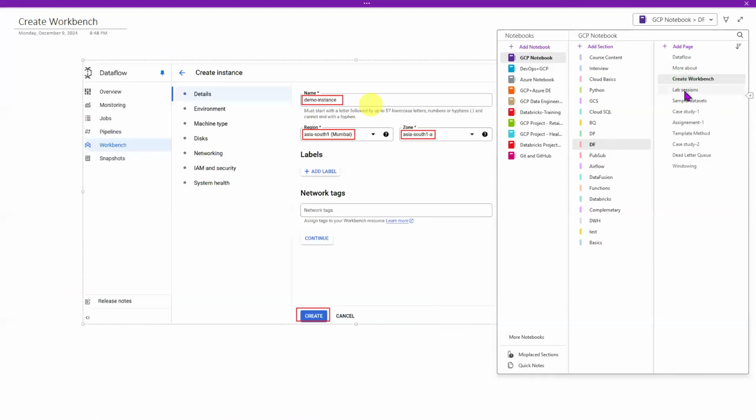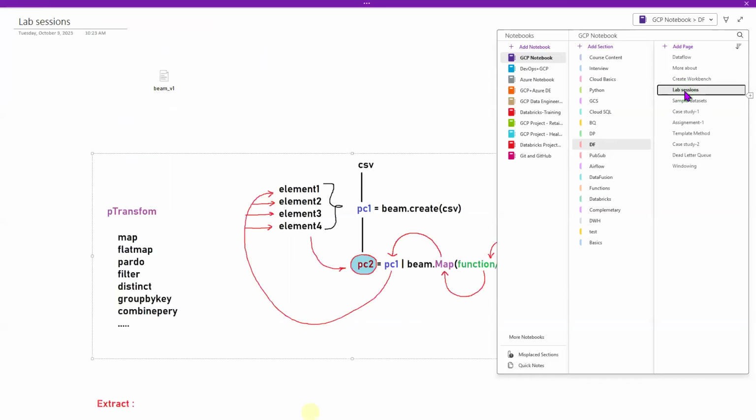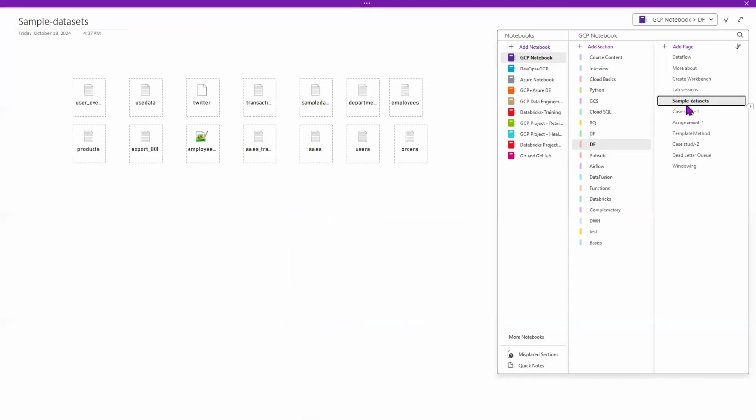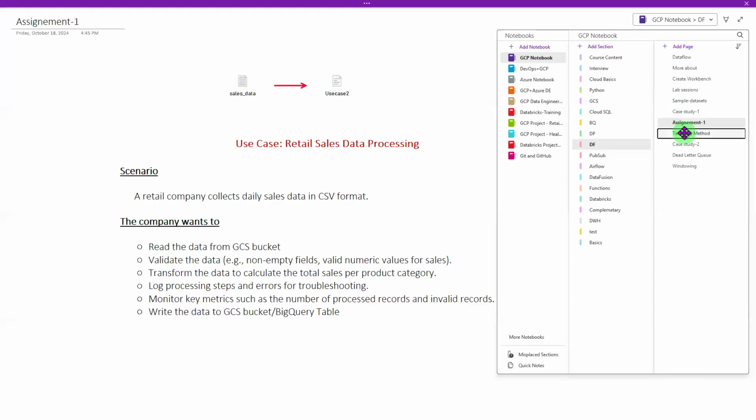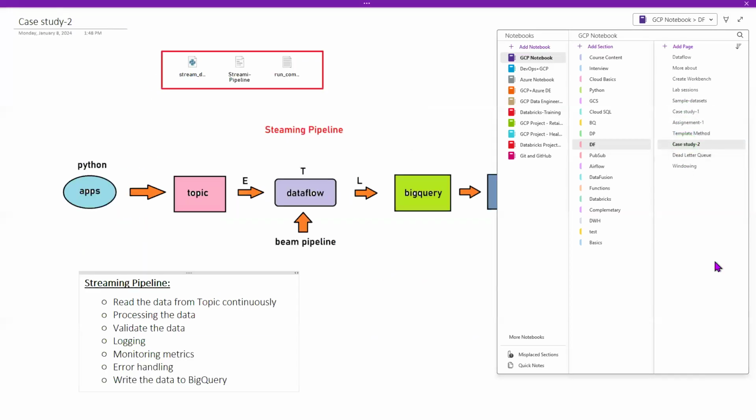And create a workbench, lab sessions on the data flow for Apache Beam, sample data set for practice, case study 1, assignment 1, template method of creating the pipeline, case study 2. Again, two case studies, case study 1 and case study 2.